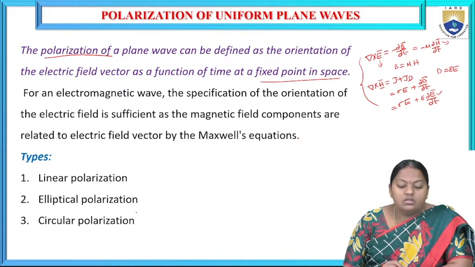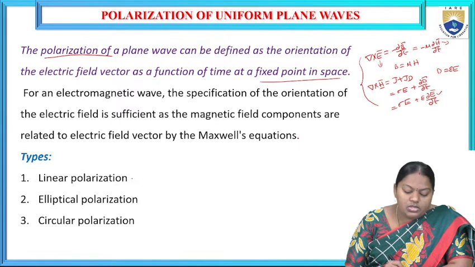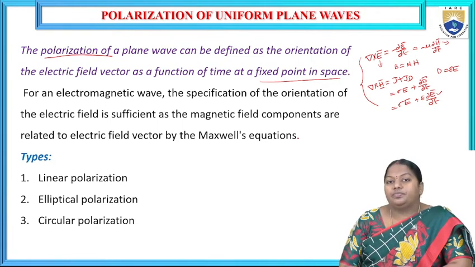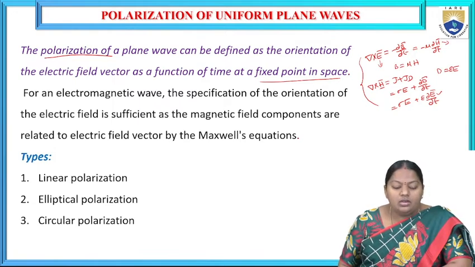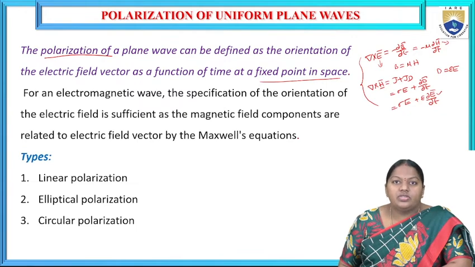How many types of polarizations are there? There are three cases: linear polarization, elliptical polarization and circular polarization. In the linear case we consider only one directional element, and in the elliptical as well as circular polarization cases we consider two directions of rotation. So the three types are linear, elliptical and circular polarization.